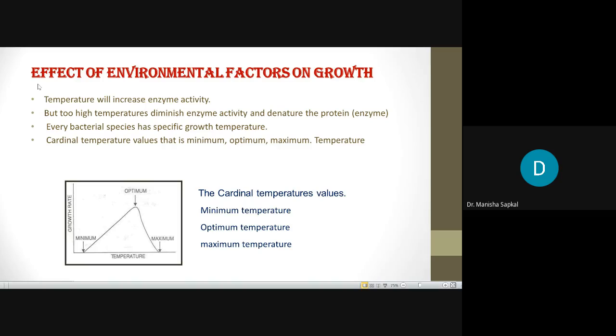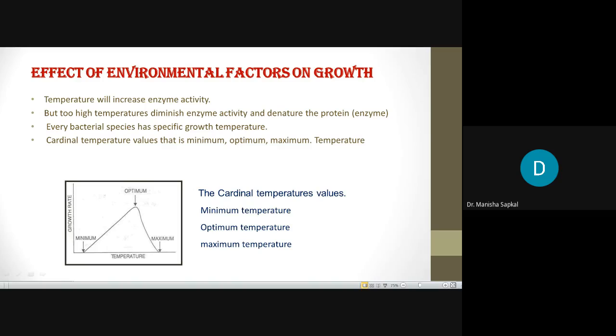Temperature is the most crucial environmental factor. It is the most important environmental factor affecting the growth of all different types of organisms. As you know, when we are cultivating bacteria in our laboratory, we must have a proper temperature for incubation. So how was this temperature decided? It is decided by the effect of different temperatures on the growth of the organism.